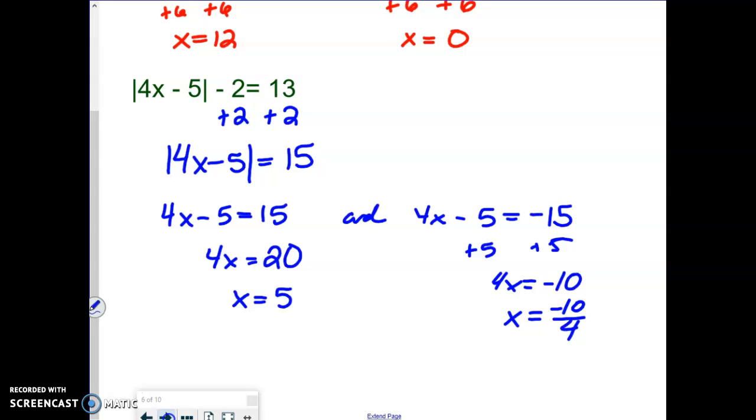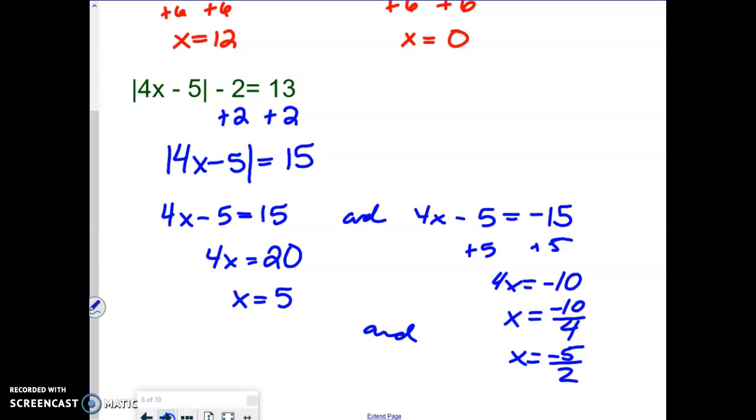Here on this side, I have a fraction, negative 10 fourths. Make sure you simplify that as much as you can. Negative 5 halves. And so these are my two solutions. X equals 5 and x equals negative 5 halves. And if you were to plug both of these back in, you would find that they are both solutions to this equation. Okay? If I plug in 5, I'll get 20 minus 5, which is 15.